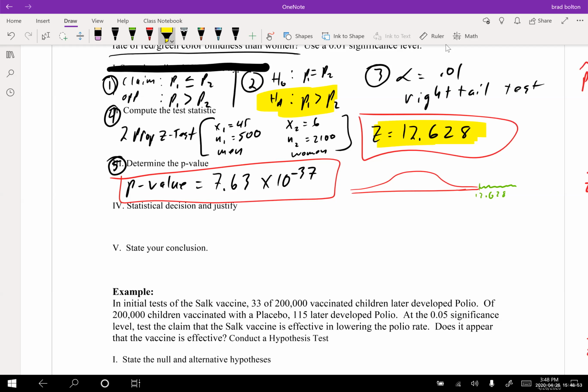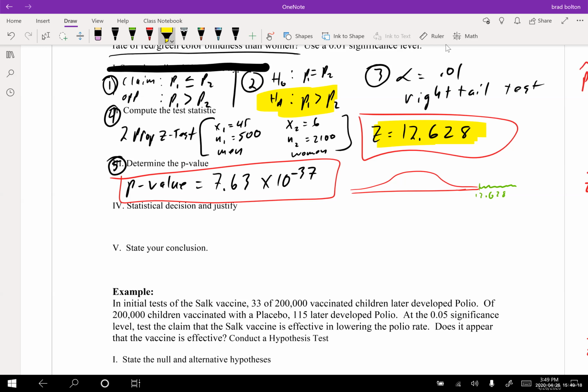You guys remember that any z-score over 2 was already starting to be like no chance. Z-scores over 3 were like almost a 0% chance of happening. So imagine a z-score of 12. The probability of that z-score happening is very, very slim, basically almost 0. And that's when we get 7.63 times 10 to the negative 37. We're saying that it is basically 0, okay?